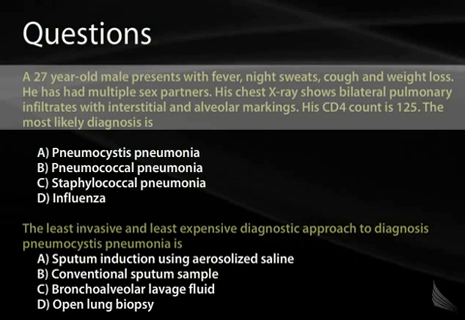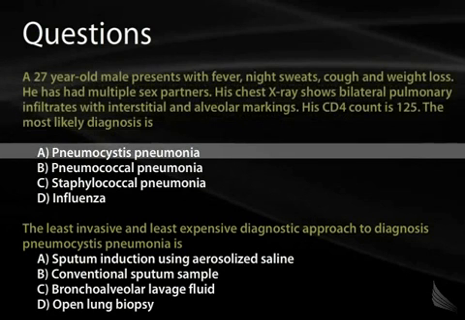He has multiple sex partners. His chest x-ray shows bilateral pulmonary infiltrates with interstitial and alveolar markings. His CD4 count is 125. The most likely diagnosis? So this is one of the diagnoses that initially led to the discovery of HIV. CD4 count of 125 with interstitial alveolar markings is going to be pneumocystis pneumonia.